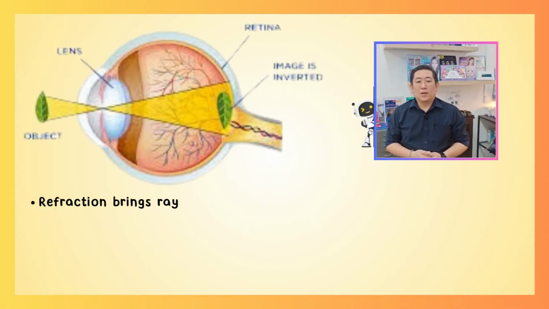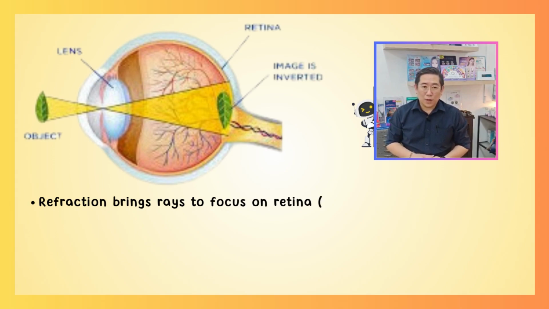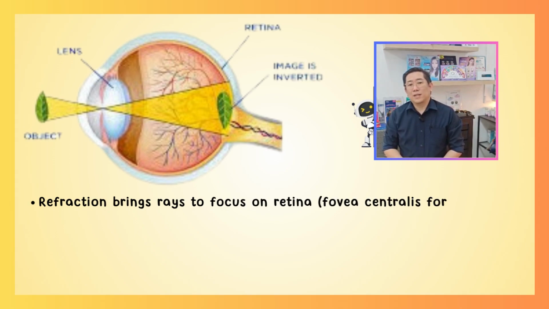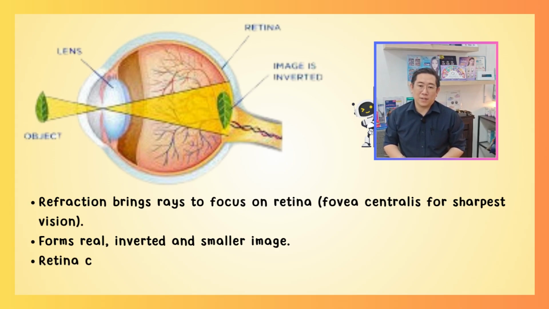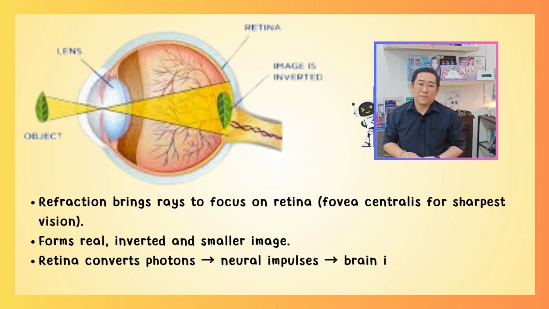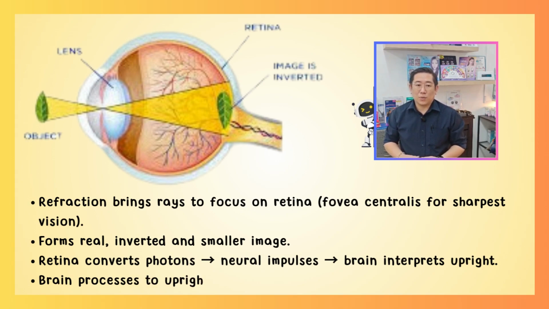Ultimately, all the bending of light has one goal: to form a clear image on the retina. The cornea and lens work together to converge light rays so that they meet precisely on the retinal surface, ideally at the fovea for sharper central vision. The image formed is actually real, inverted, and smaller than the object. Our brain then processes these signals and interprets them as upright and meaningful images. That coordination between optics and neural processing is what makes vision possible.